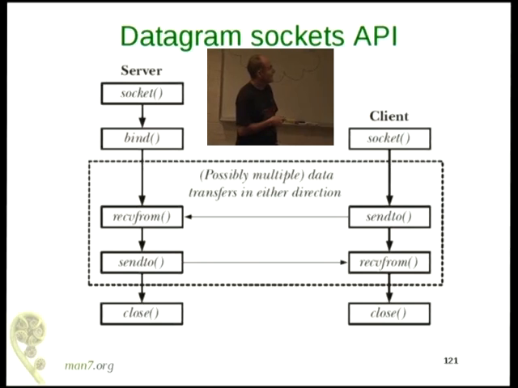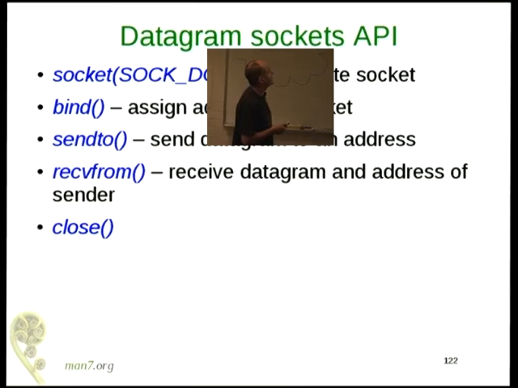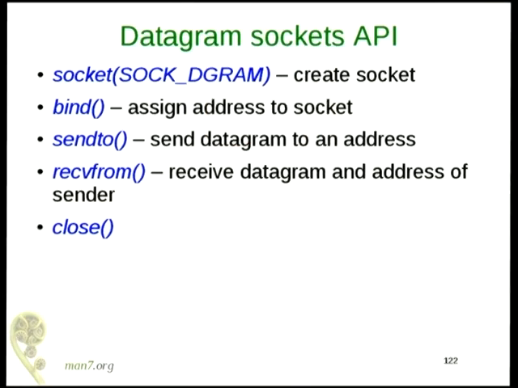Receive from has the capacity, as well as receiving the data, to also receive the sender's address. So after a receive from, you can typically turn straight around and do a send to back to the address that you've just discovered. And again, when the two processes are finished, they can close their sockets. Any questions? Okay, again, the same information summarized.